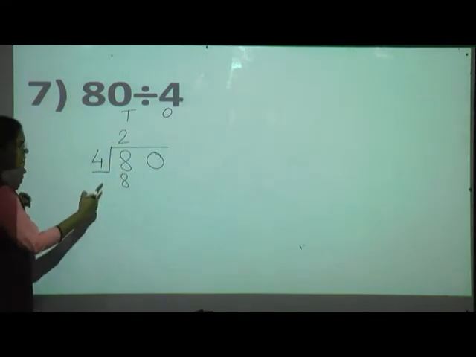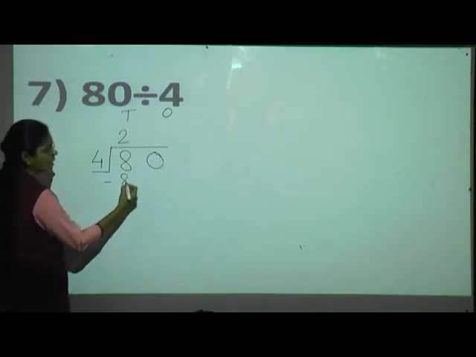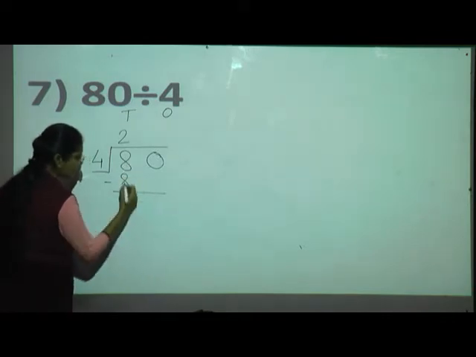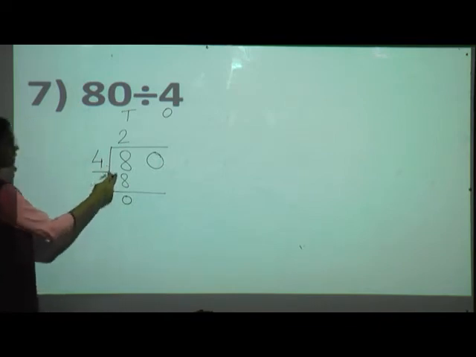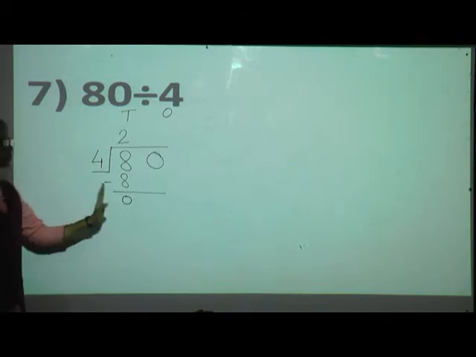Now 8 minus 8. We have to do subtraction here. 8 minus 8, 0. This is the first step. Now we have completed the first step. Now we will move to the second step.